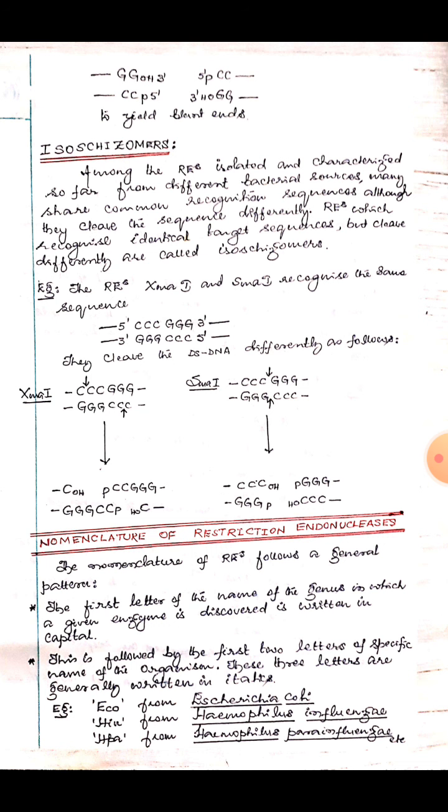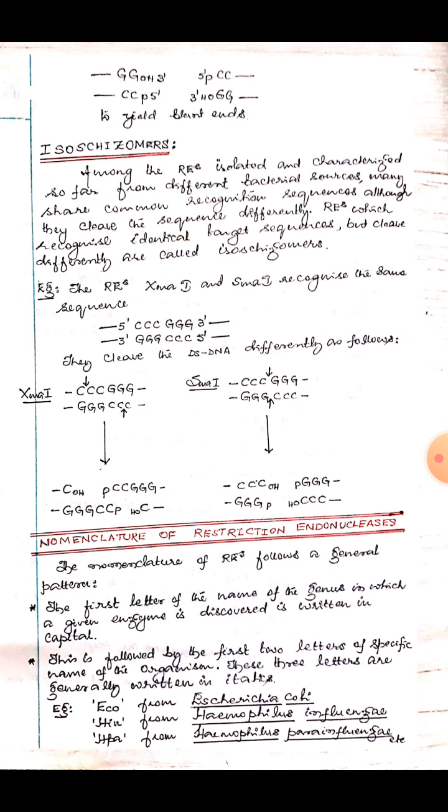Then I have taught you the isoschizomers. Now, I have to teach you something else. All the time I have been telling the names of restriction endonucleases, but how are they named? That means you should know the principles on which any restriction endonuclease is named. So, nomenclature of restriction endonucleases.